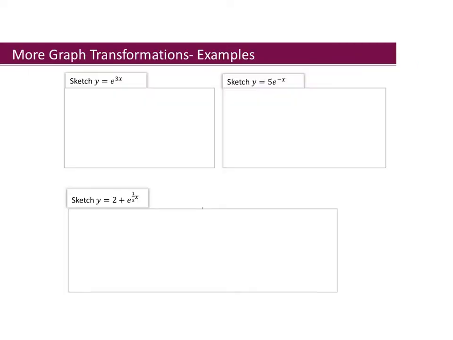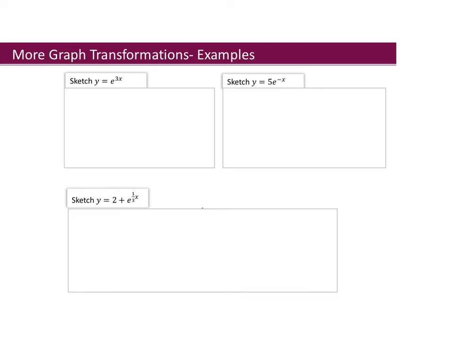So, as we know, any number to the power of x will intercept the y-axis at 1. On your calculator, you'll see a button for the function e. If you click e, just click equals. You get 2.7 something, okay?